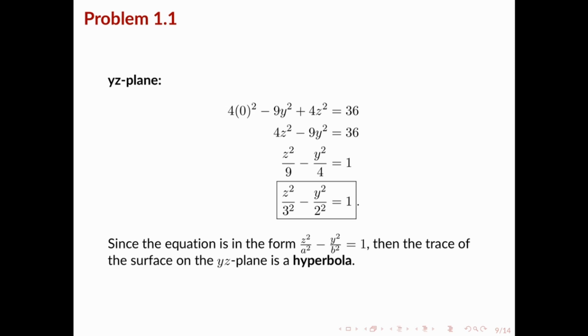And we know that this is in the form z squared over a squared minus y squared over b squared equals 1. And so we know that this is a hyperbola. So that does it for the 3 coordinate planes. How about we look at the planes y equals negative 2 and y equals 2.